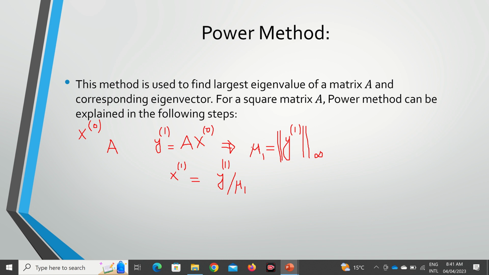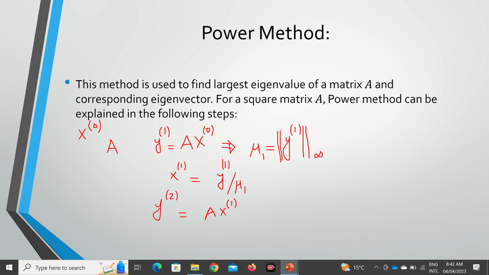Okay. So you normalize this vector and call it now the next iterative value of the eigenvector, that is x1. So this is one operation. This approximate largest eigenvalue is mu1, and the corresponding eigenvector is x1. Now you would repeat this process again. You will be finding y2 now, which will be again multiplying this x1 with A.